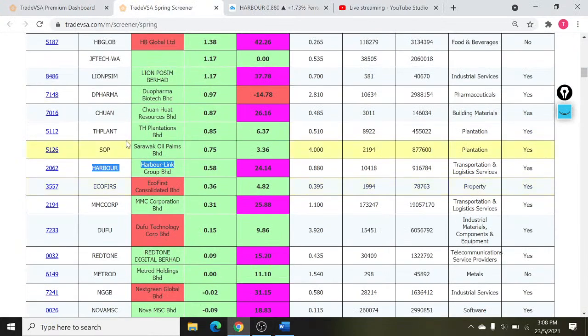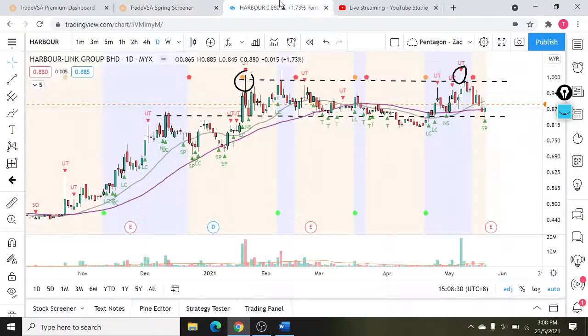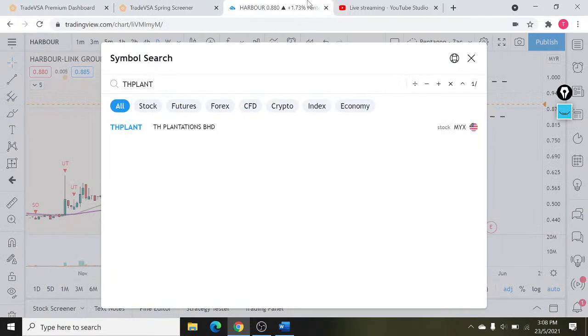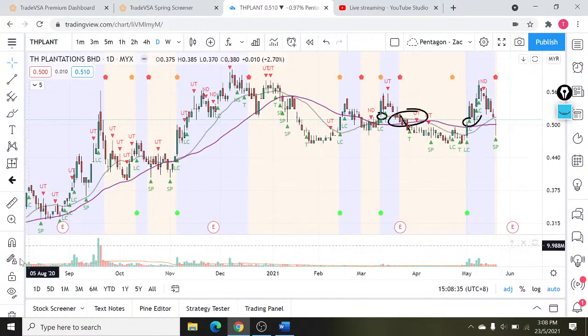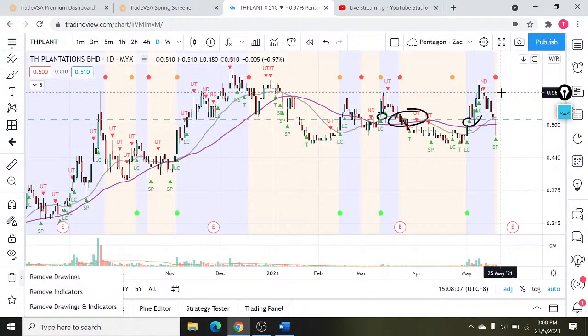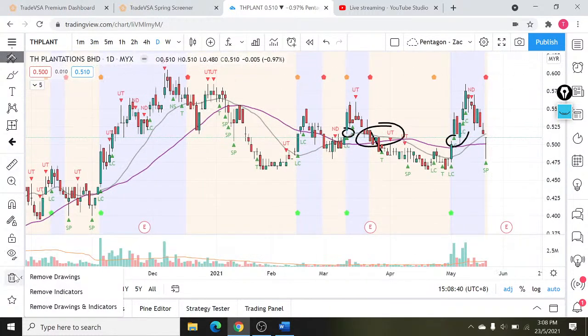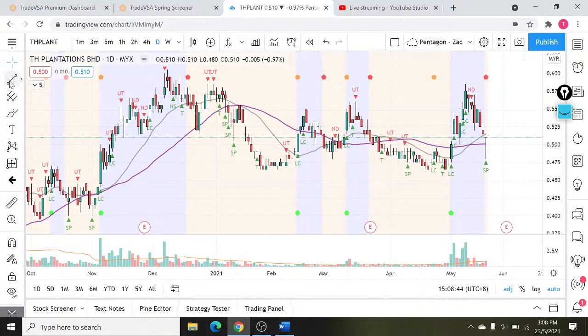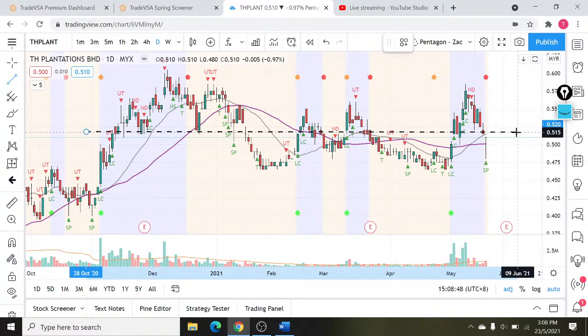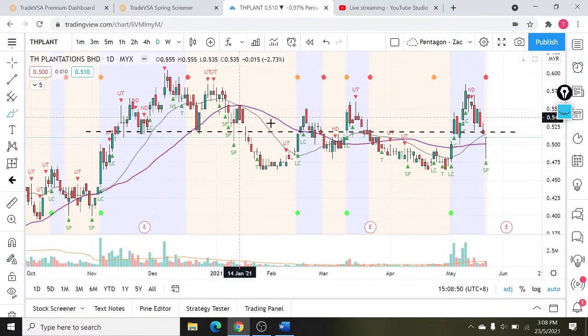Alright, let's see TH Plant. Again, one of my favorites, plantation counters previously. Not that bad, am I right? This one turns to red pentagons, because I think of the small gaps here. So let's check. This is a 2 previous supports area, slightly below supports, okay, slightly below.